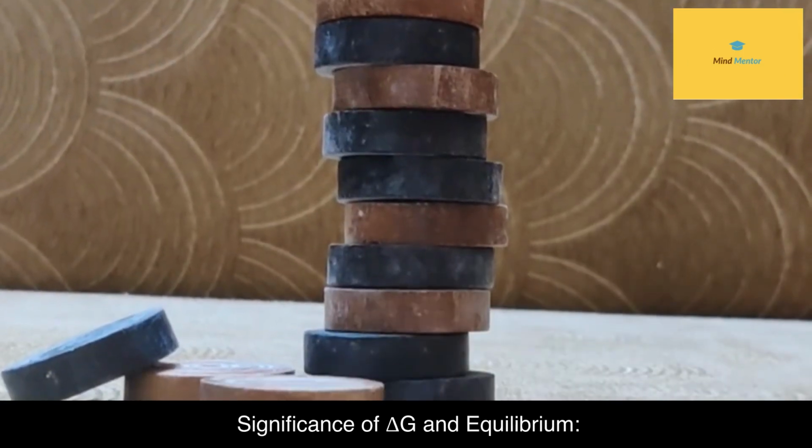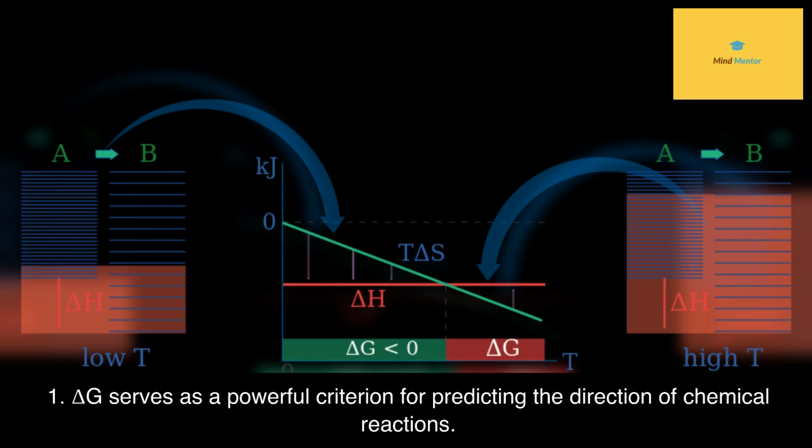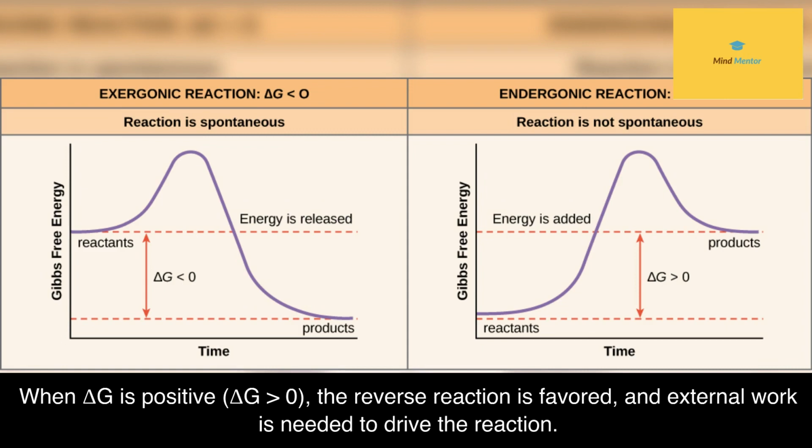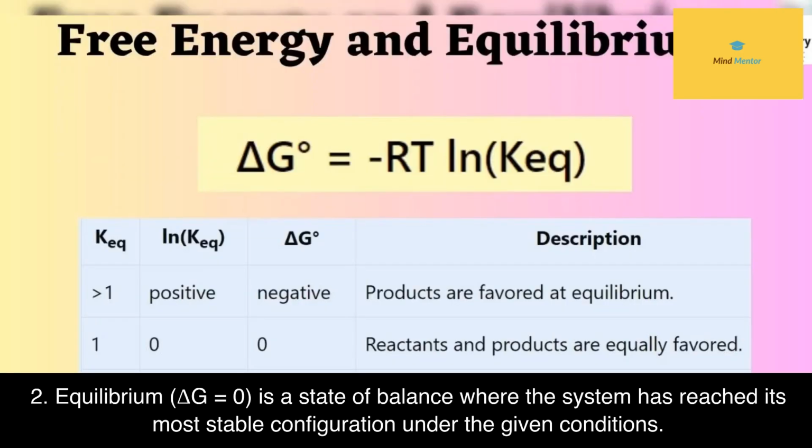Significance of delta G and equilibrium. 1. Delta G serves as a powerful criterion for predicting the direction of chemical reactions. When delta G is negative, delta G less than 0, it indicates that the forward reaction is favored, and the system will naturally proceed in that direction. When delta G is positive, delta G greater than 0, the reverse reaction is favored, and external work is needed to drive the reaction.